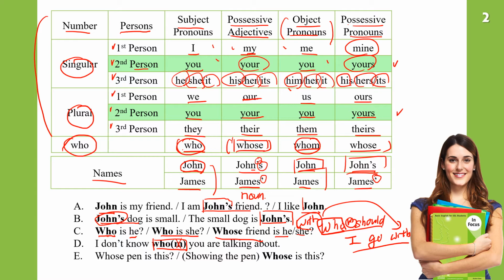Okay? Now, whose pen is this? So this one is a possessive adjective. And showing the pen, you can say, whose is this? You can use whose, the possessive pronoun, just like this. Whose pen is this? Or as you show the pen to people you ask the question, whose is this? Whose is this means whose pen is this? But you can omit pen as you use whose as a possessive pronoun.